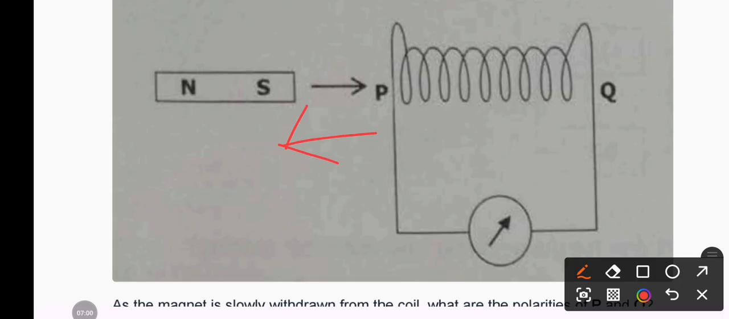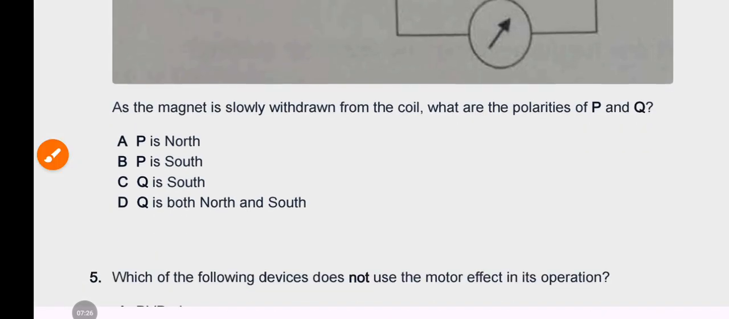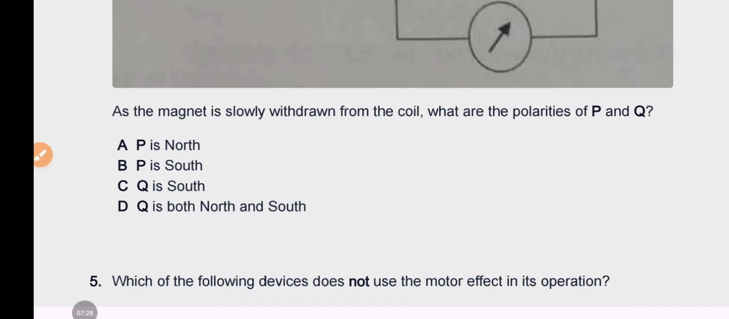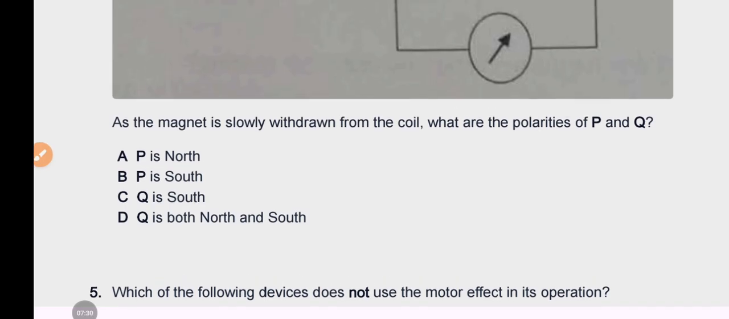So following Lenz's law, if we try to move the magnet away, then the end of the pole here at P will be north. It will be north because it would want to attract the magnet, therefore preventing the action which we are doing. So P will create a north pole and Q will create a south pole. So P is north, therefore option A is correct here.